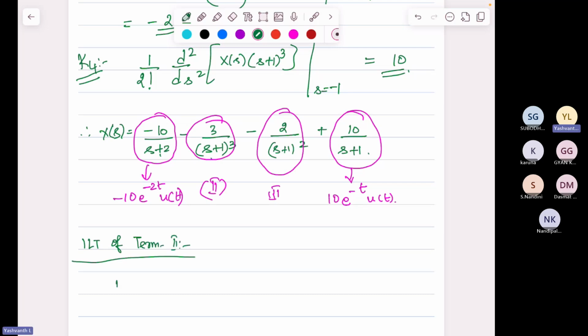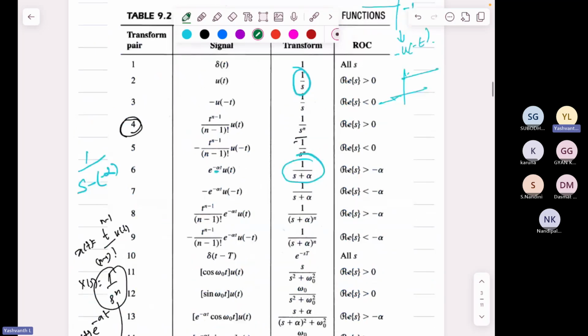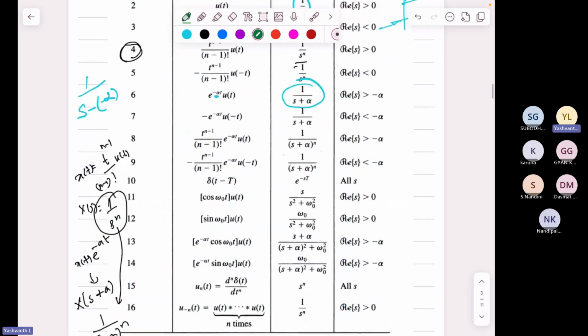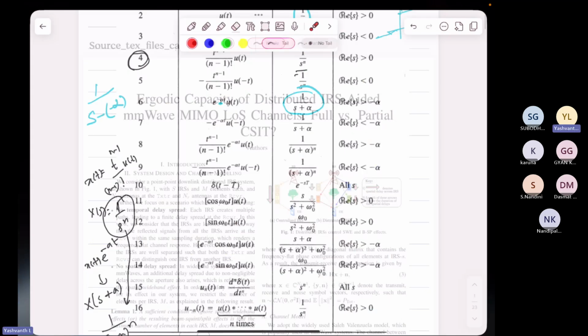Okay, L inverse of 1 by (s plus 1) whole cube, using the properties. Let me go back to the table that I displayed here. You see, the ROC is right-sided and it is 1 by (s plus alpha) power n, where n is equal to 3. So it is t power 2 by 2 factorial into e power minus alpha t. Here alpha is equal to 1 for us, so it's e power minus t into u of t. So this is the inverse Laplace transform of term 2.